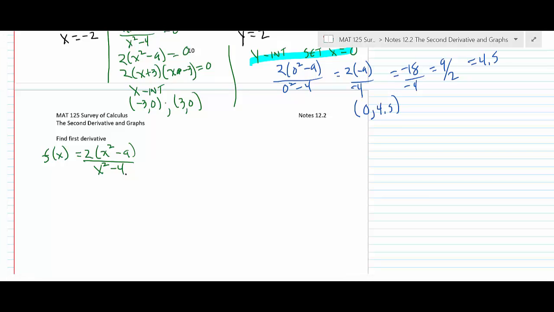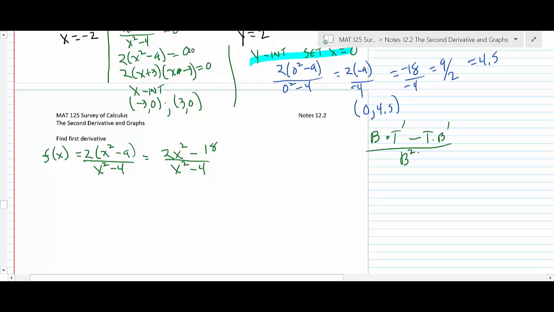Quotient rule, okay? Now, I'm going to go ahead and just multiply this out. I just think it might be easier to do the derivative of the top if we do it like that. Now, you've got your quotient rule: bottom times derivative of top minus top times derivative of bottom, over bottom squared. You don't have to write that down. I'm just reminding you what that is. Okay, so let's go ahead together and get the quotient rule going.